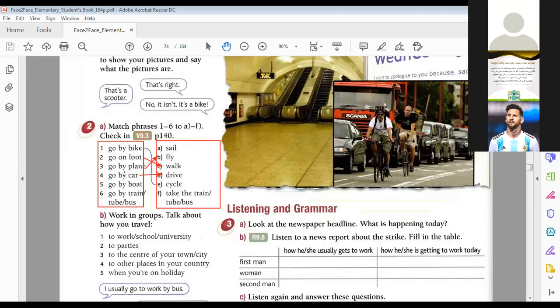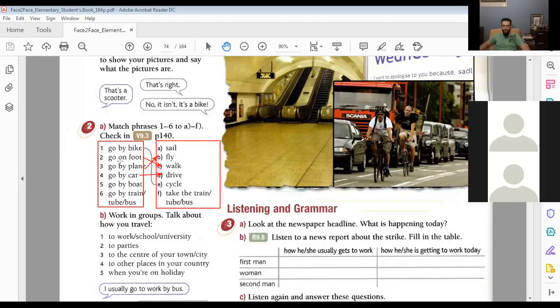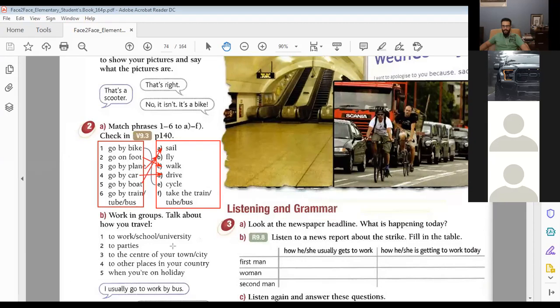Hannah, what about number 5? Go by boat. Hannah, can you hear us? Are you there? Okay, Hannah is not there. Rashid, what about go by boat? What's the correct word? Sail. Very nice. Correct. Sail is correct.